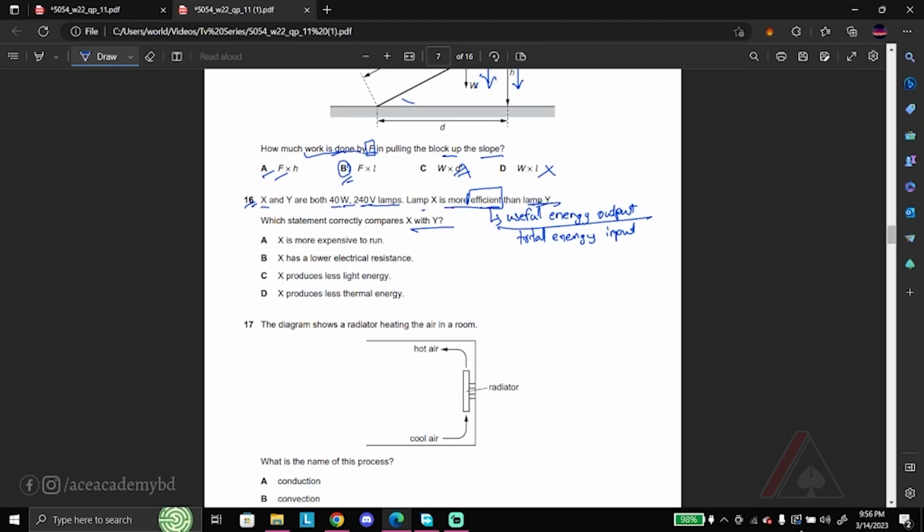Now let's consider the options here. A says X is more expensive to run.